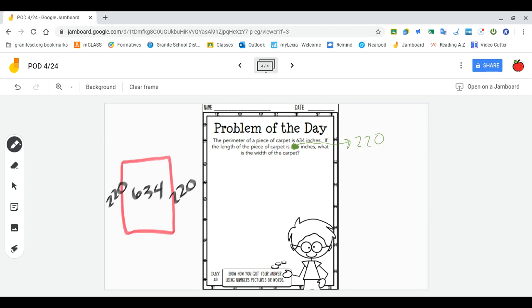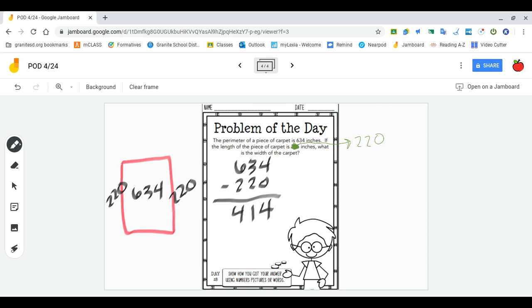So I already know two numbers that are taking up part of this total, so I can subtract them out of the total. So minus 220, and then I'm going to have to do it again. So 4 minus nothing is 4. 3 minus 2 is 1. And 6 minus 2 is 4.